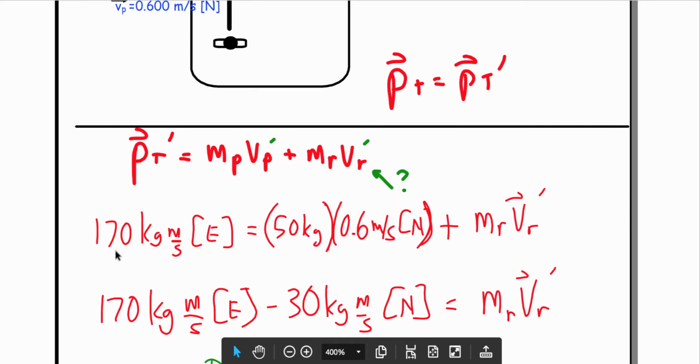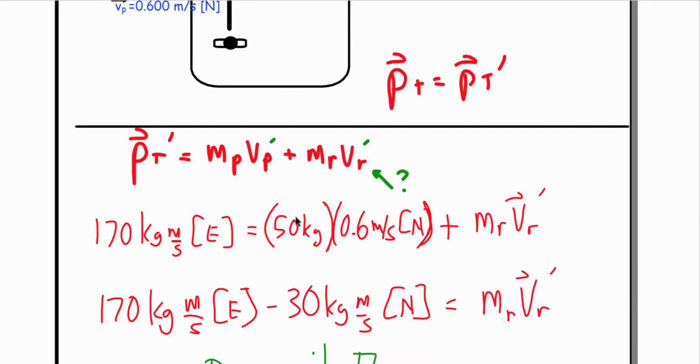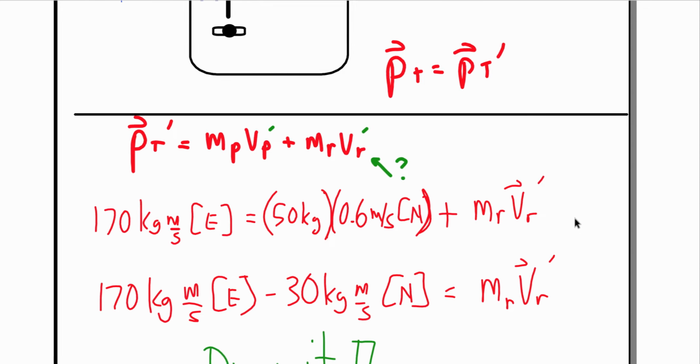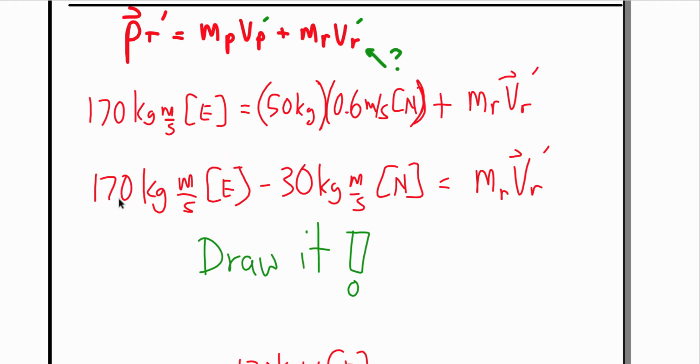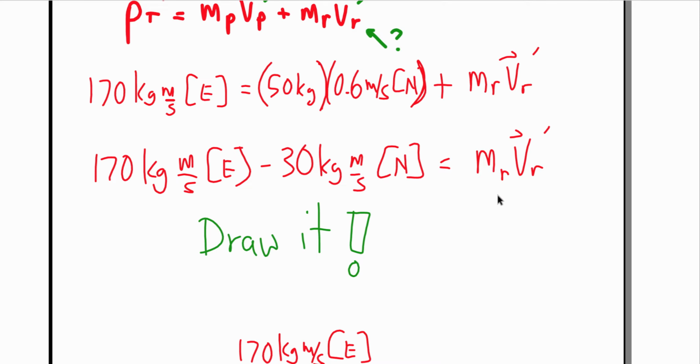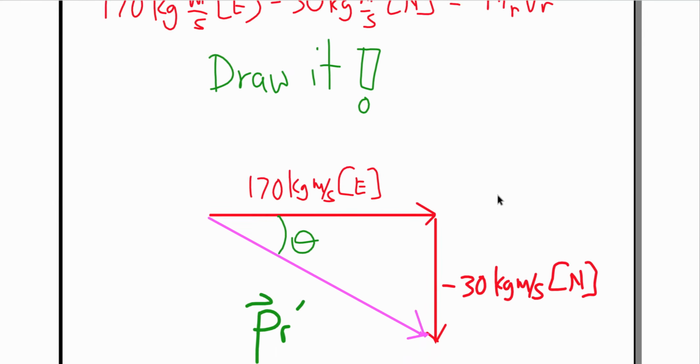So we had total momentum before was 170 kilogram meters per second east. Here is the person walking at 0.6 meters per second north. I'm just going to leave the raft part here because we don't know anything about the velocity. So 170 kilogram meters per second east minus 30 kilogram meters per second north is equal to essentially the momentum of the raft. Let's draw it out just to see what that vector diagram looks like.